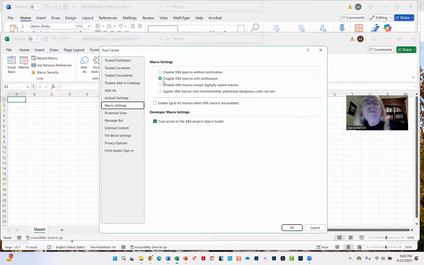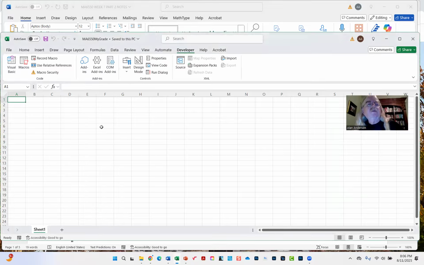If you have this one on, disable VBA macros without notification, it won't run any VBA code and you'll never know why. Now, this last one is probably not safe either because it says, go ahead, run everything with VBA. The problem with that is you never know when you might actually have a virus. You don't want to run that. So the best bet here is to put disable VBA macros with notification. That way you can decide, is this for real or is it potentially something dangerous?